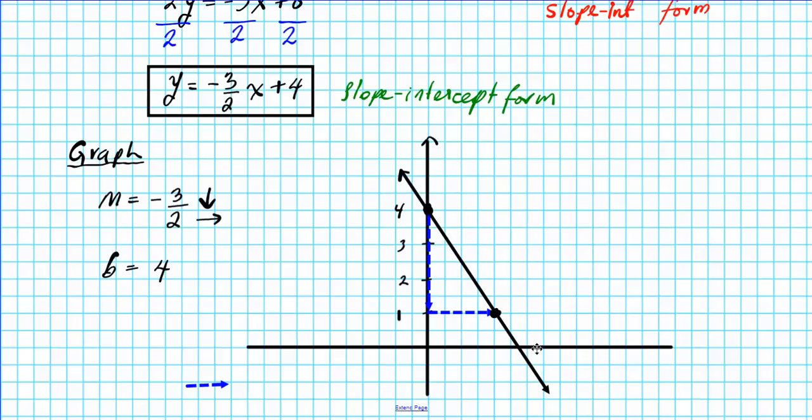Okay, so let's label the intercepts. This point right here is your y-intercept. It's basically the point where the graph cuts the y-axis. And this point right here is your what? This is your x-intercept, where the graph cuts the x-axis.